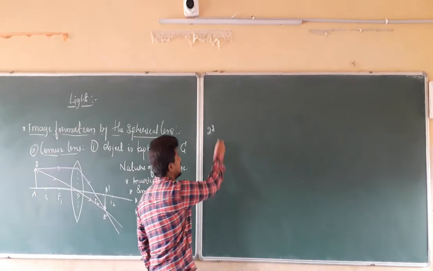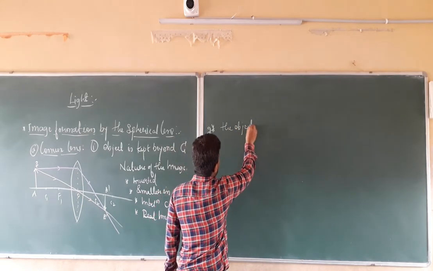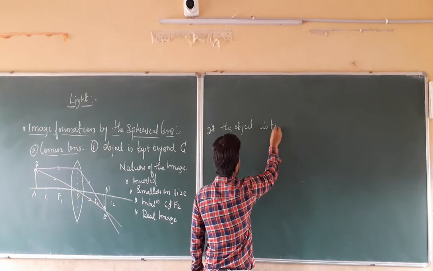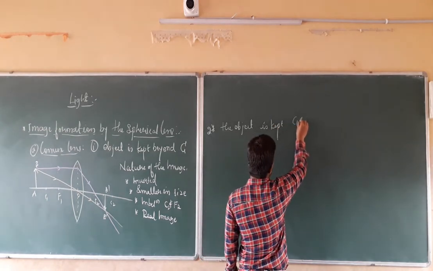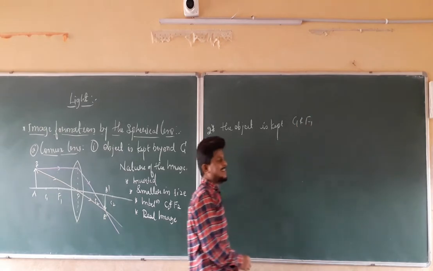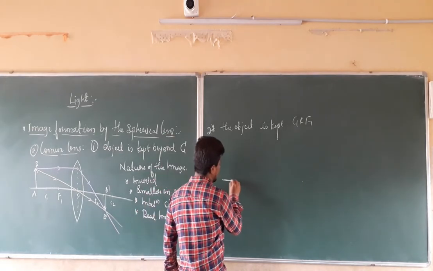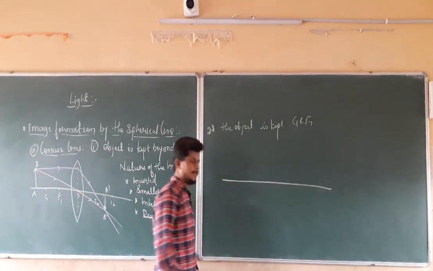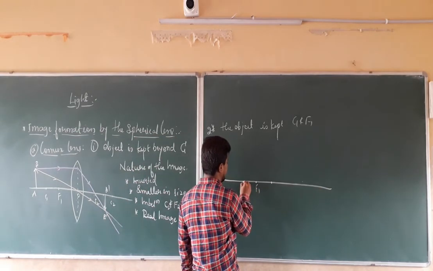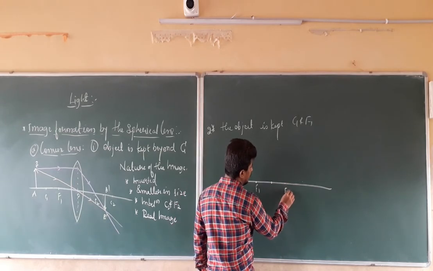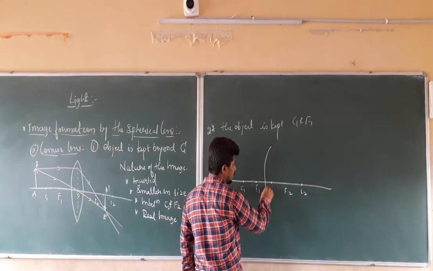The second condition, the object we are going to keep in between C and F. We are going to keep the object in between C1 and F1. Generally, you can write just C and F. So again we have to draw the lens. Now this will be the optic center. This will be the F1, and this will be the C1, and this will be the F2, and this will be the C2. So we have to draw the lines by using those points.